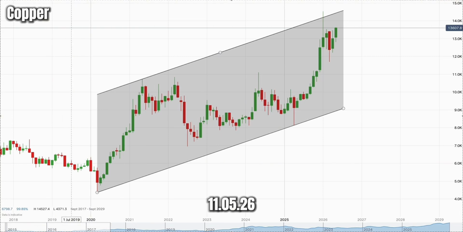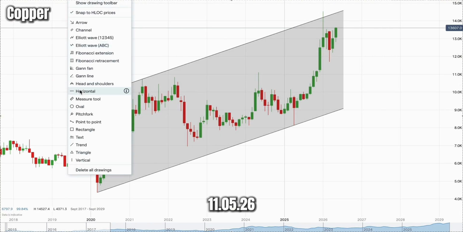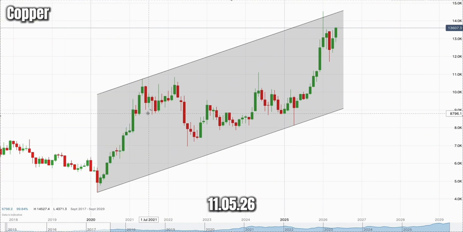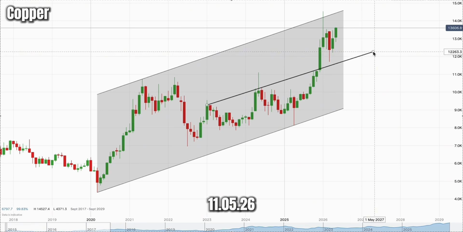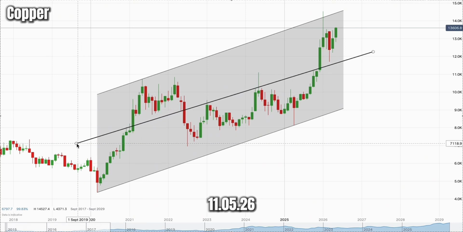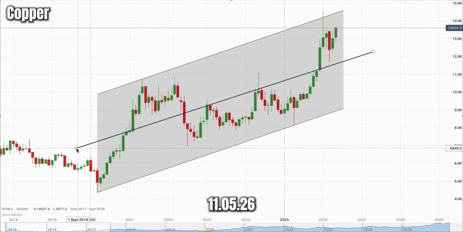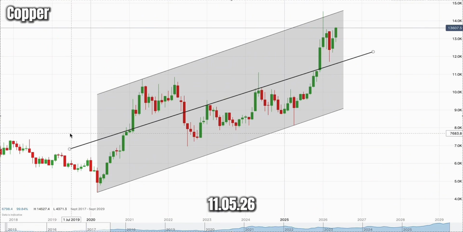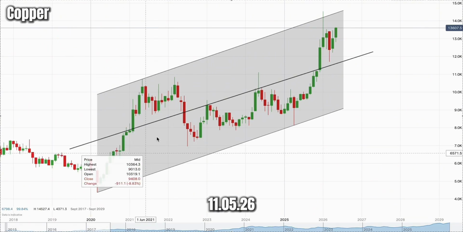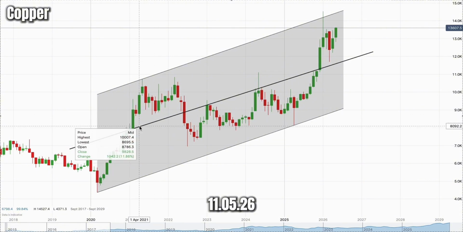So let's just find some more lines in this parallel channel that I've found. So I'm going to go just in the middle here. So I'm going to put a mid line just in the middle. So let's just drag that across, I think to about here. Okay, so that sort of gives me an idea of the middle of the parallel channel.